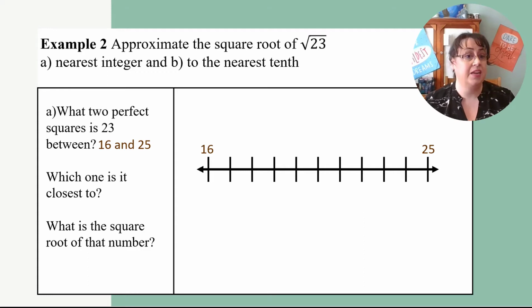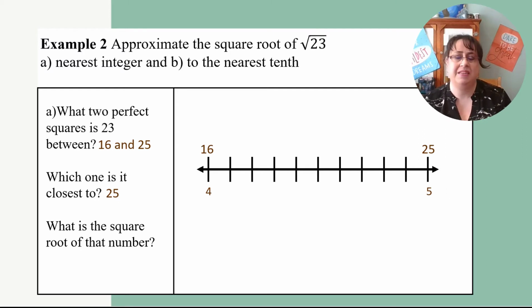And so the next question is, which one is it closest to? If we look on the number line and we put our numbers down, we can see that 23 is closer to 25. And so then we know that the square root of that number is 5, and so our answer is 5.